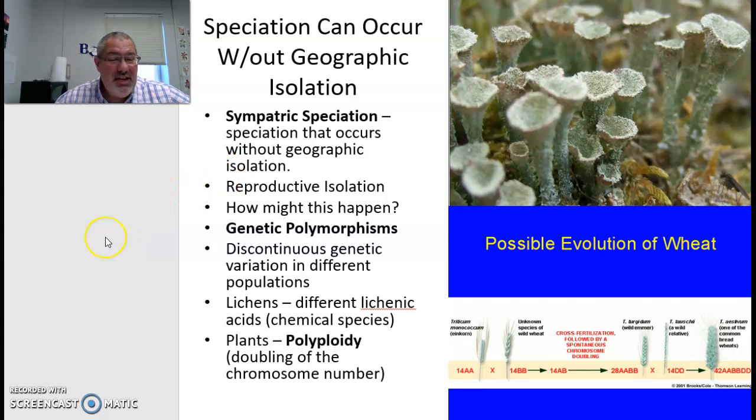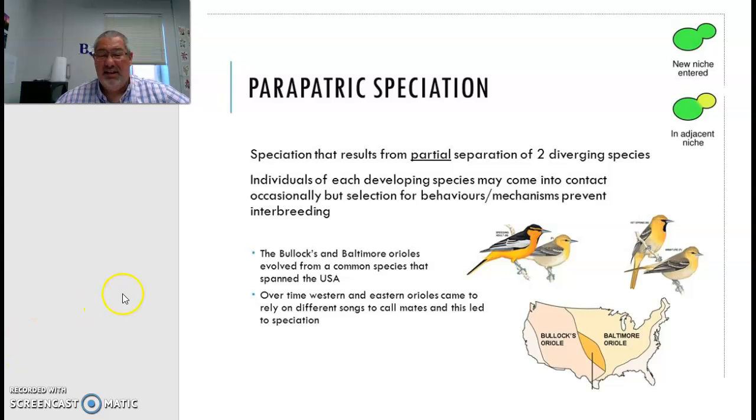So speciation occurring without a geographic barrier, without geographic isolation to prevent reproduction. So I gave you several different ways. Time, different habitats, ecology, mechanical, the parts don't fit, the genitalia, and then polyploidy, doubling the chromosome number, and genetic polymorphisms. Okay.